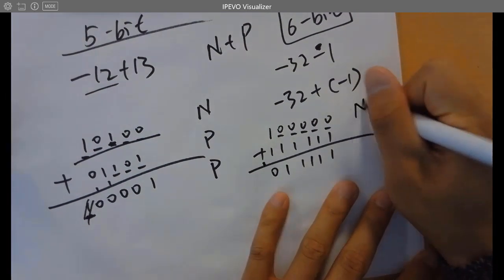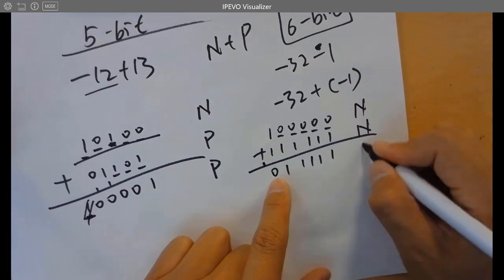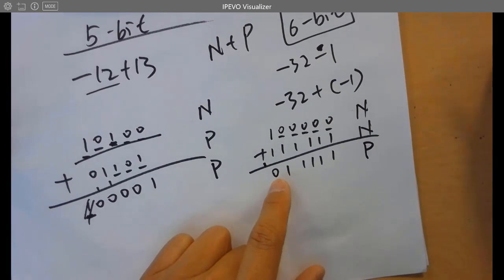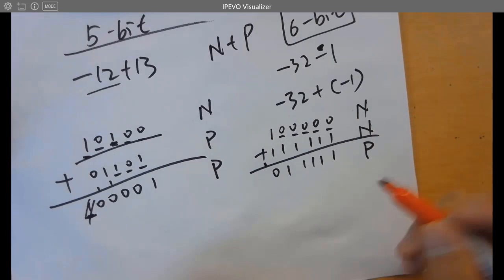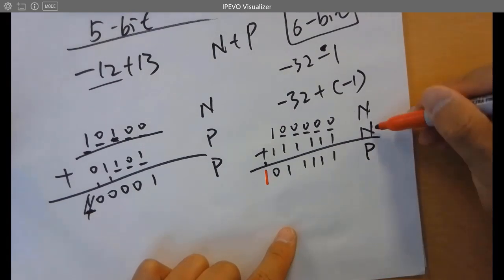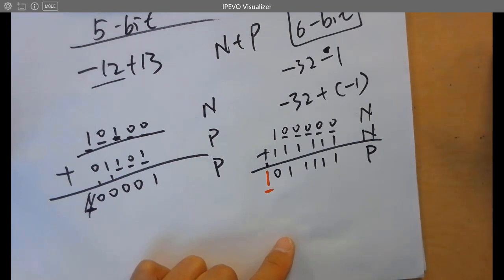So you have N plus N, you get a result which is P. So overflow or not? Overflow. So do you want to use this carry? Yes, use it. Because N plus N cannot be P, it has to be N. So you need this one in the front. Right, that's it.